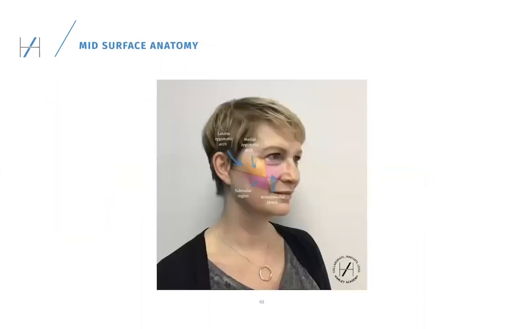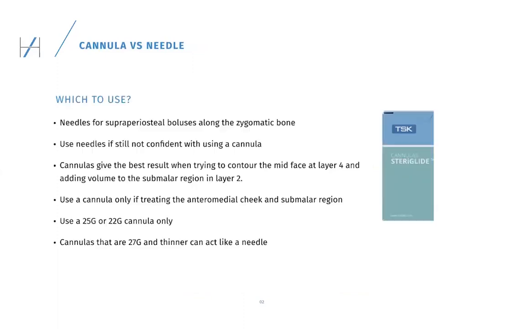So this is a good diagram just to show you mid-face surface anatomy. So you've got your medial zygomatic arch, your lateral zygomatic arch, your submalar region, which you never want to be using a needle in because there's no bone really to inject into. We're kind of going more in this layer 2 here. And then your anteromedial cheek, which is kind of pressing onto your deep medial fat pad here.